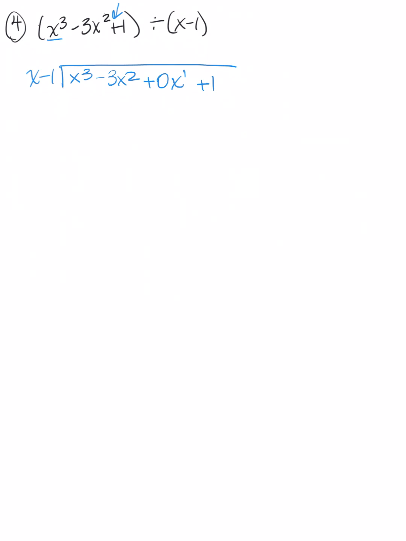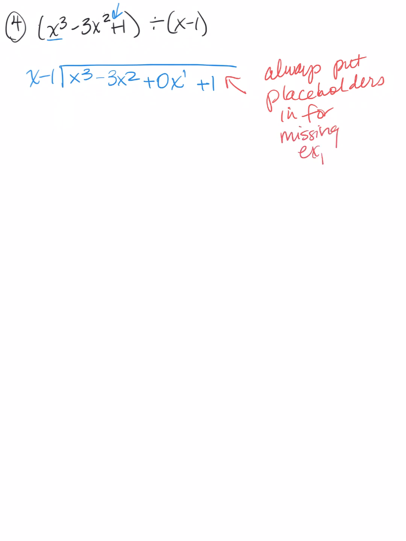All right, so you want to make sure that you always put placeholders for missing exponents in your dividend, okay? Always put placeholders in for missing exponent powers, okay?